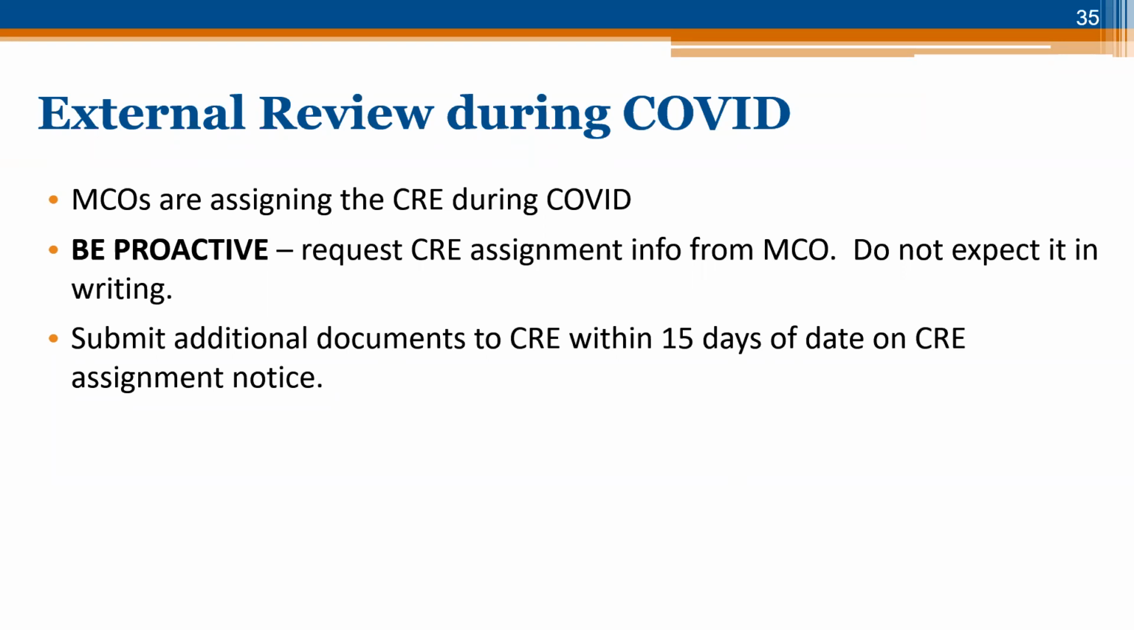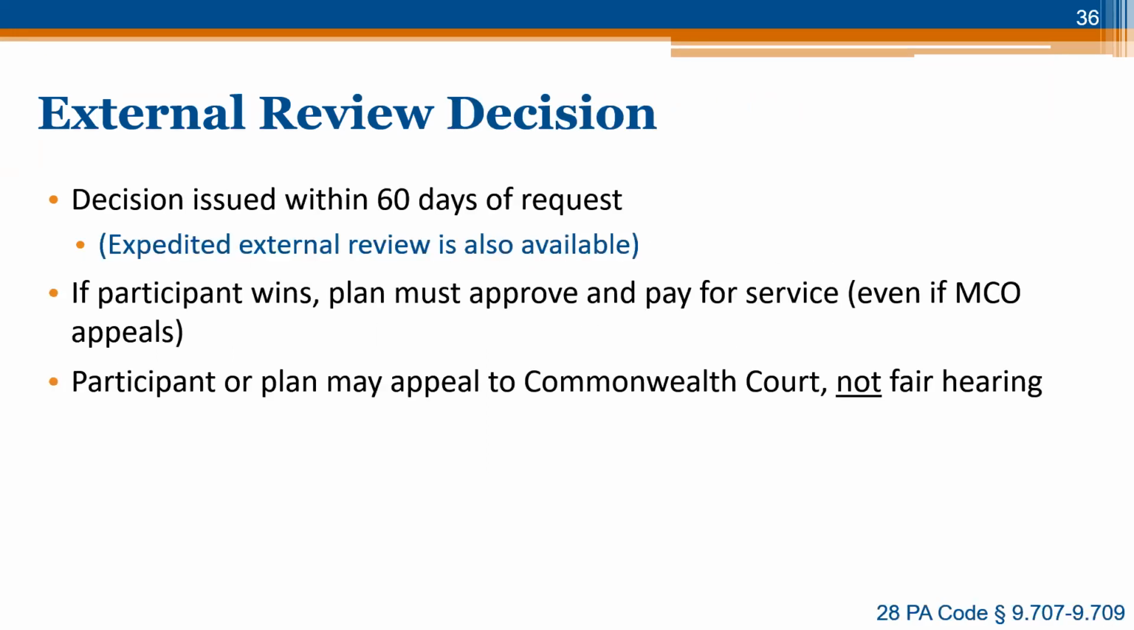And even then, we've seen problems. So this is something you really have to stay on top of, or people lose their opportunity to submit additional documents. It's kind of a fiasco. We're in touch with DHS counsel on this, who's reaching out to DOH counsel. Okay, and then that decision happens in 60 days, faster if it's expedited. And if the participant wins, the MCO has to pay, even if the plan appeals, and anybody can appeal to Commonwealth Court.